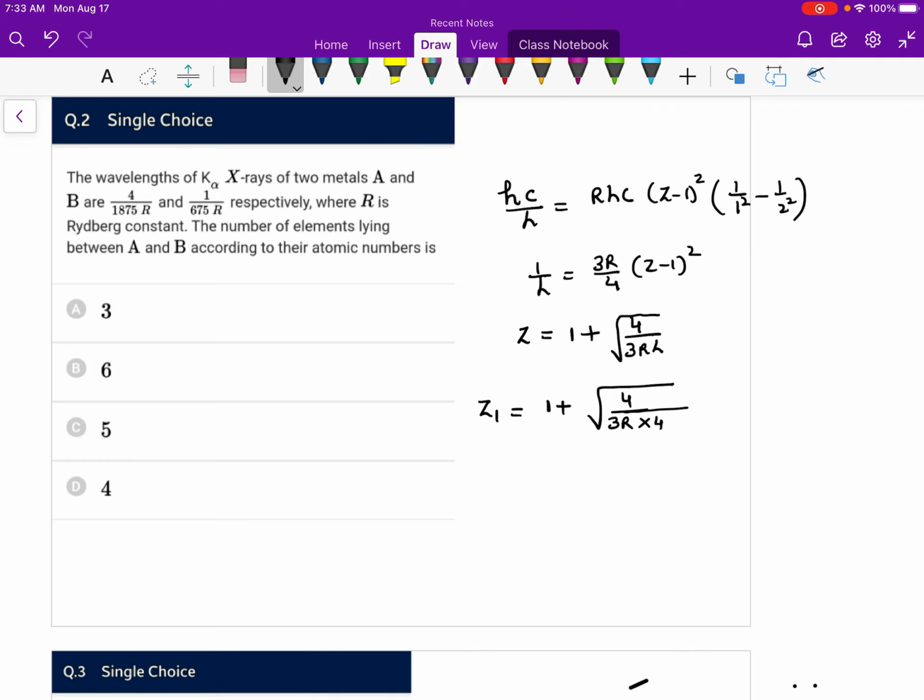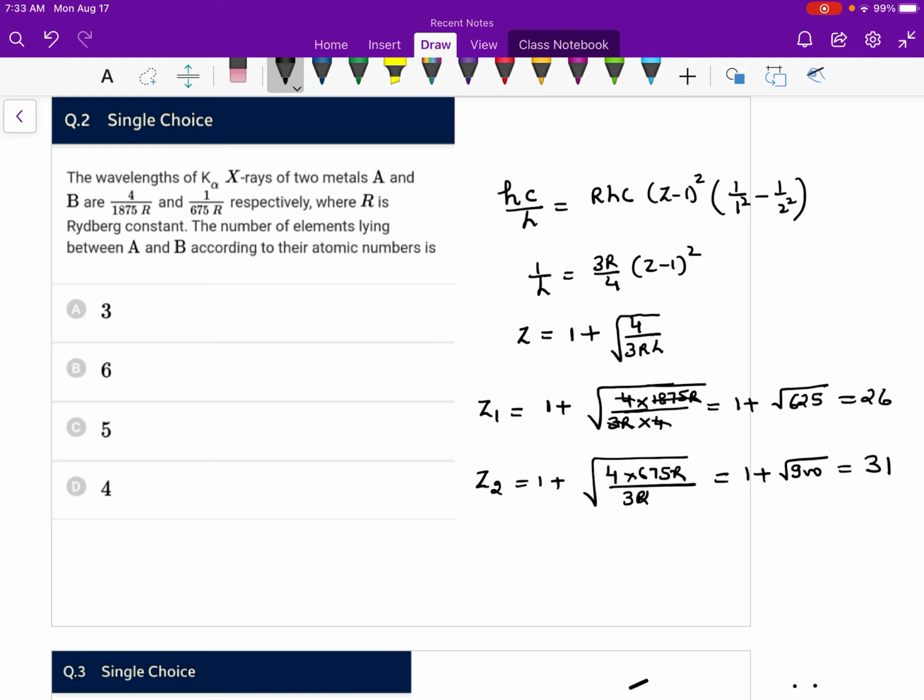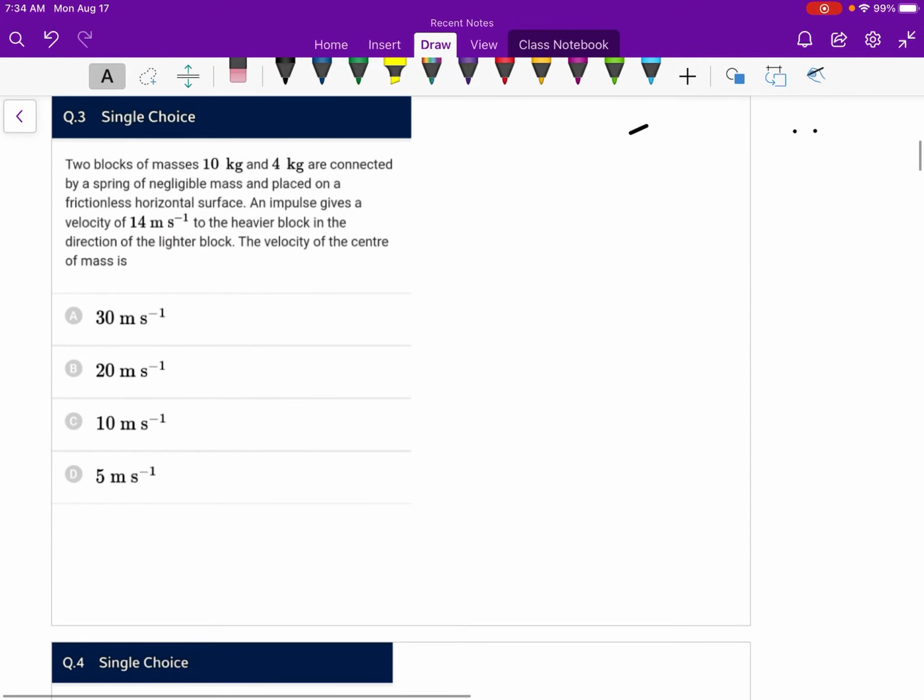4 by 3R, yeah, 4 upon 1875R. So 4 cancel, R cancel, and 3 6s are 18, 625. So this is 1 plus under root 625. So that is 26. And similarly Z2 is 1 plus under root 4 into 675R upon 3R. So R cancel, and this is 1 plus under root 900. So that is 31. So between Z1 and Z2 there are elements 27, 28, 29, 30. So there are 4 elements. Okay, so D is the correct option.